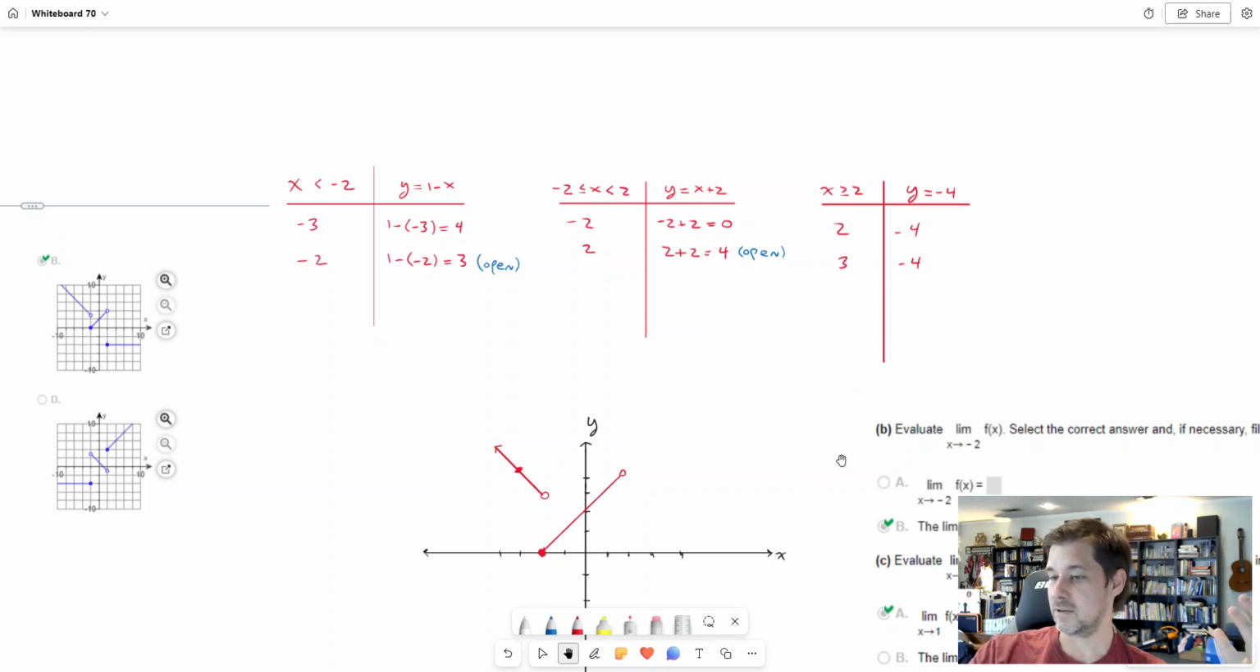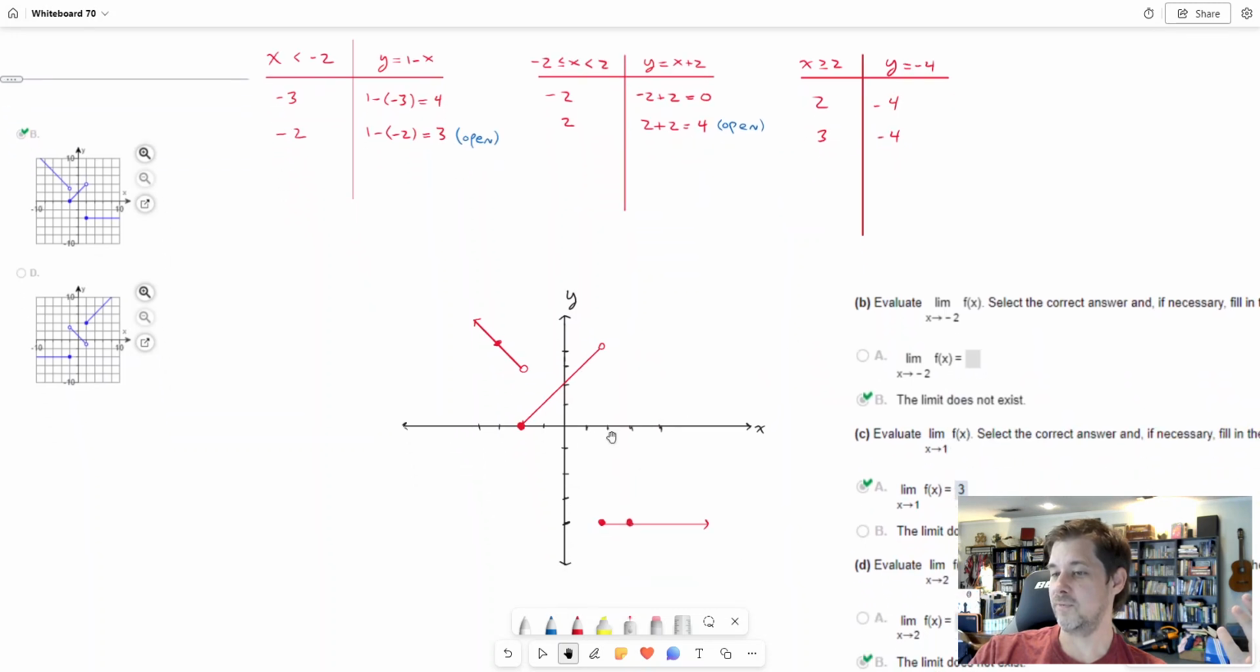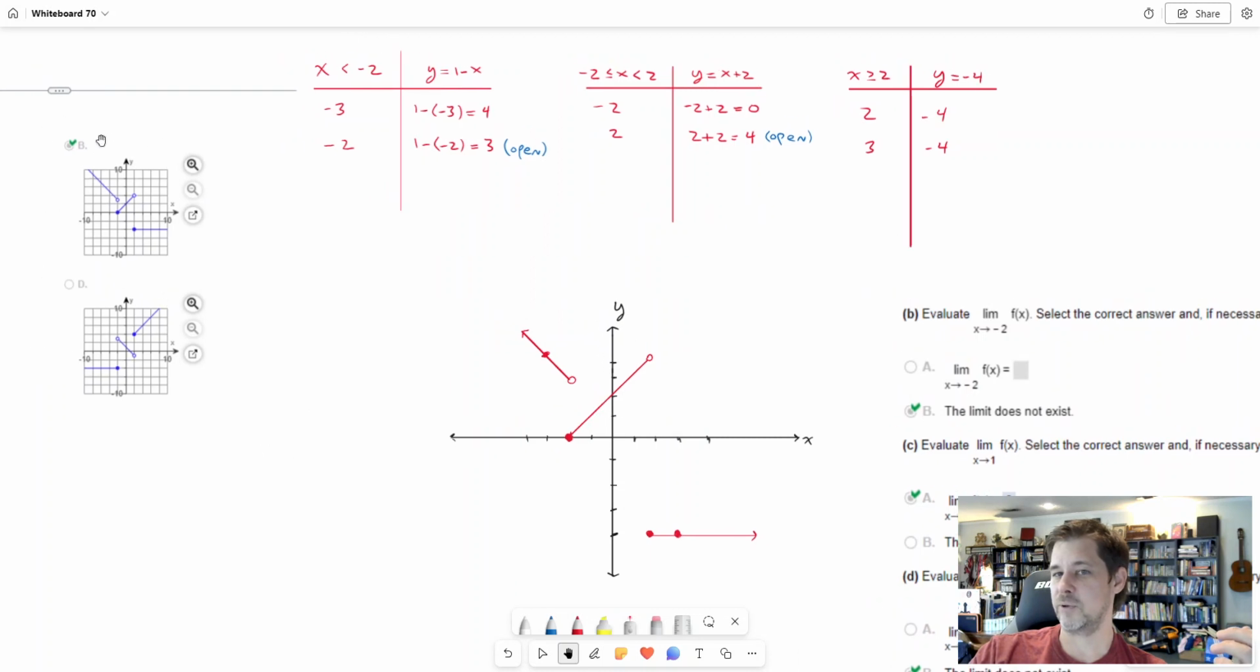So, all right, there's those points. 2 for x, -4 for y, 3 for x, -4 for y, and they're all going to be solid -4 from there on out. So there's our graph. We can recognize it as choice B right here. Once I look at mine and compare it to those, it's pretty obvious at that point.